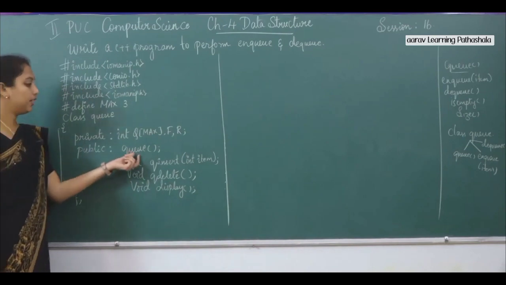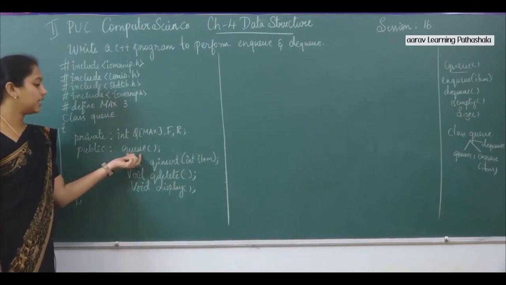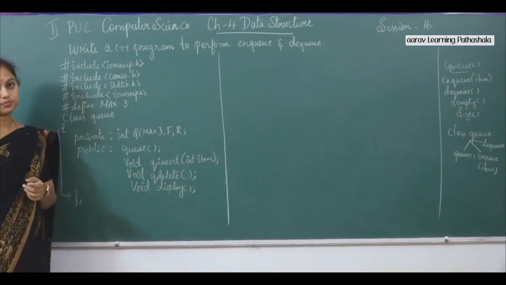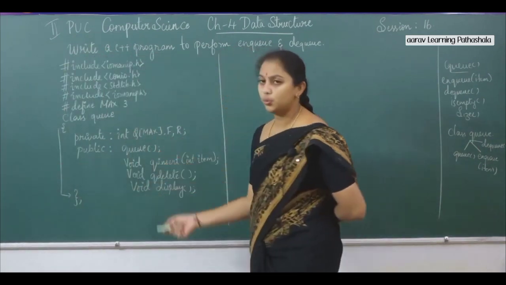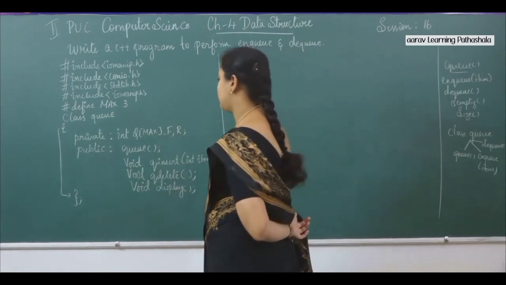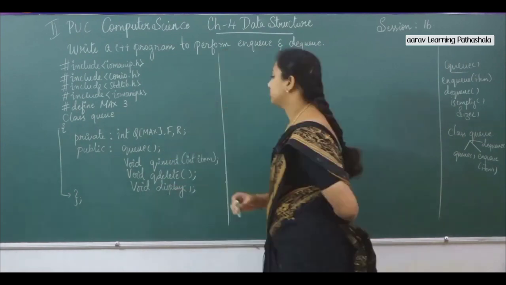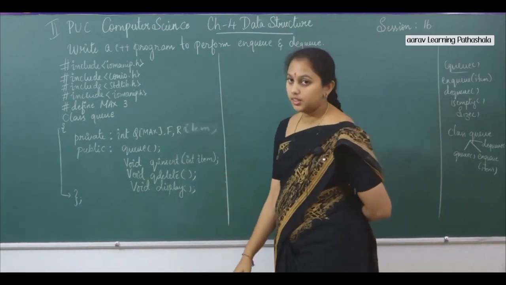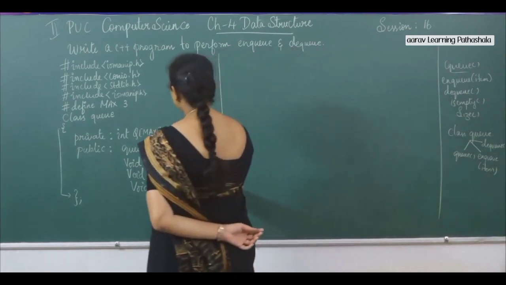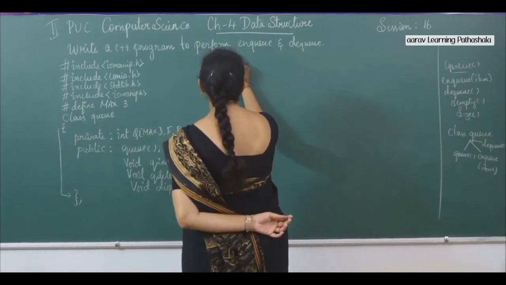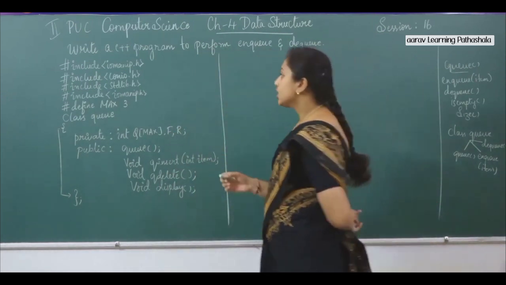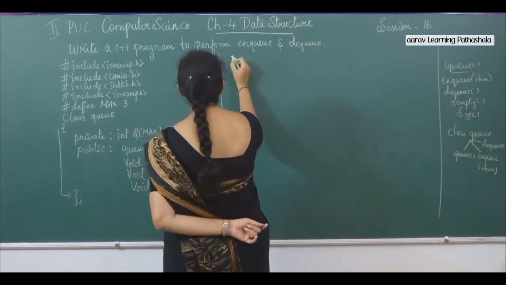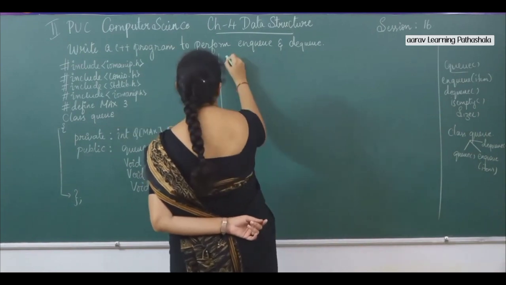Next, we have to create an empty queue. For that, I am using the function called queue. It's a default constructor. As it is a constructor, while defining this function outside the class, no need to write the return type. Here we can directly write the class name. What is the class name?